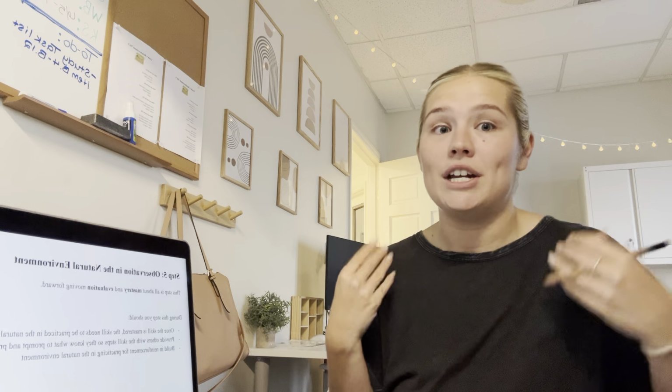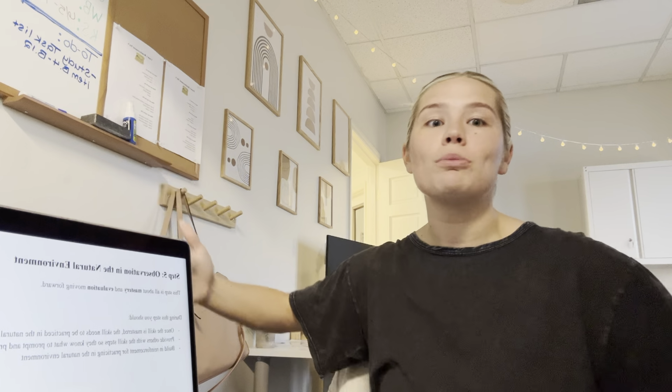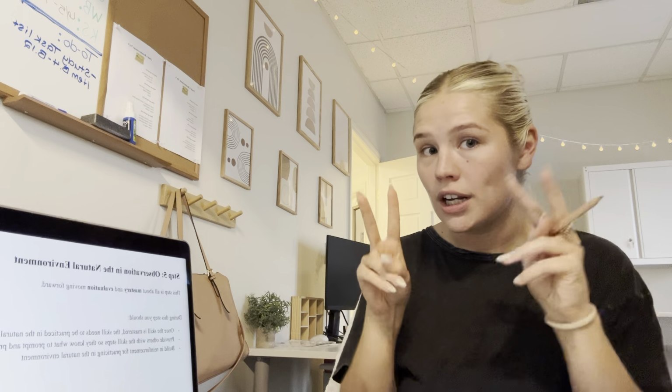Step 5, observation in the natural environment. So this one is one I was taught. Not everyone recognizes this as a step, but I do. This is all about mastery and evaluation moving forward. So once a skill is mastered, so it comes out of the room that it's taught in, you want to go and evaluate its effectiveness. Can they do the same thing that they mastered in the training room, in the natural environment with the client?